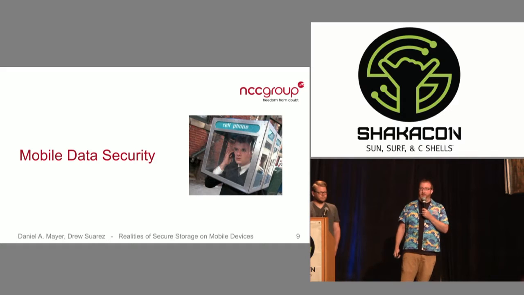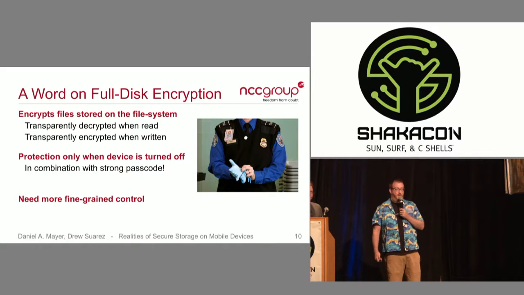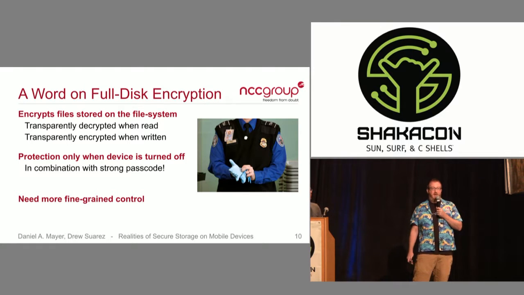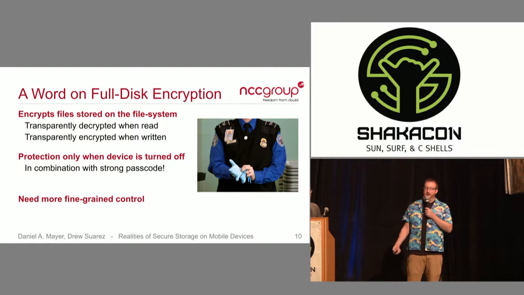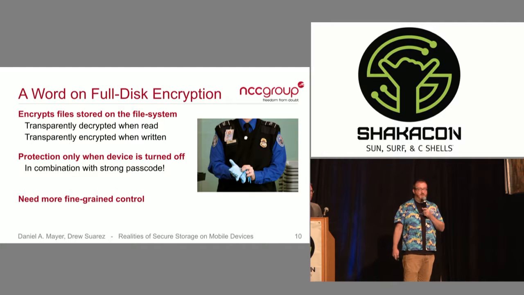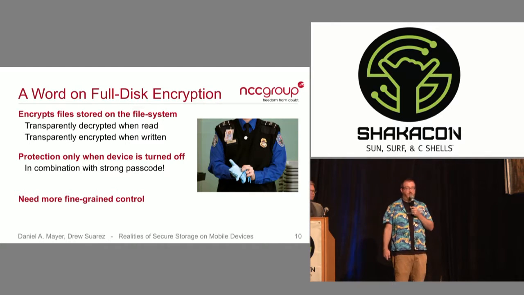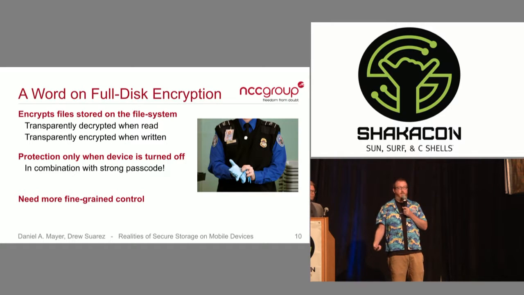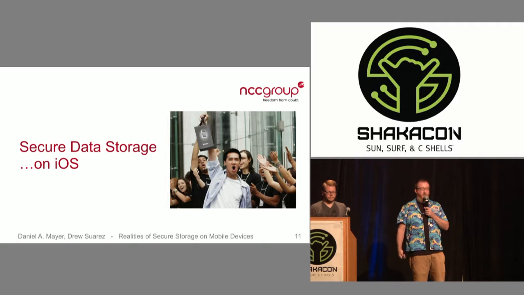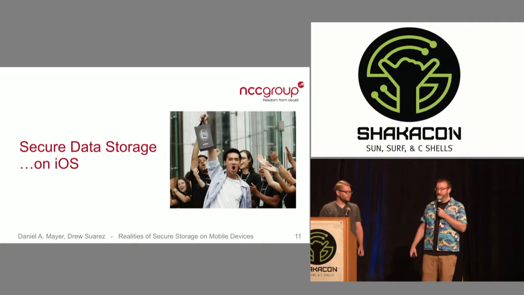So we'll talk now about mobile data security, with a quick intro to full disk encryption. Files are transparently decrypted when they're read and transparently encrypted when written to application sandboxes, for example. The protection really only exists when the device is off, in combination with a strong passcode, of course. But we need something more fine-grained and with more control here. This is very binary, on or off. So with that, we'll look at how that works on iOS, and Daniel will tell you about that.